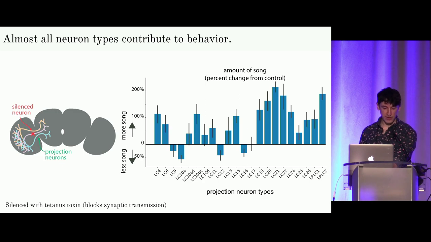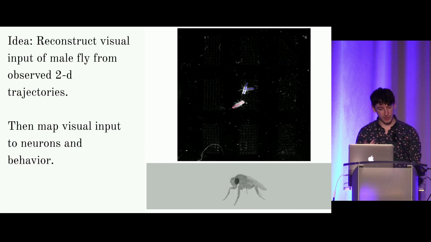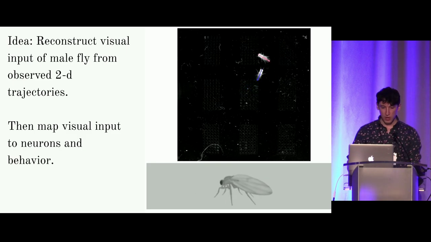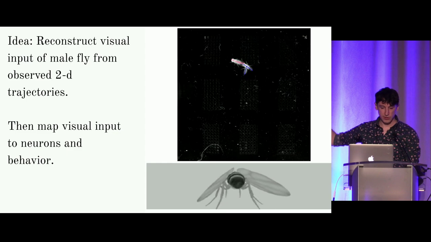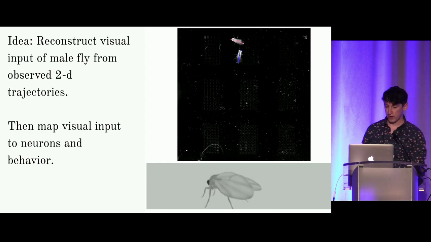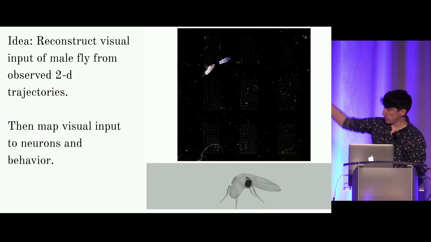To determine the role of these neurons, we're going to do two things. The first thing we're going to do is reconstruct the visual input of the male fly from the observed 2D trajectories. We're going to take the trajectories, figure out what the fly is seeing, and render it in a 3D model, which is what I'm showing below. That should be what the male is observing moment to moment about the female.